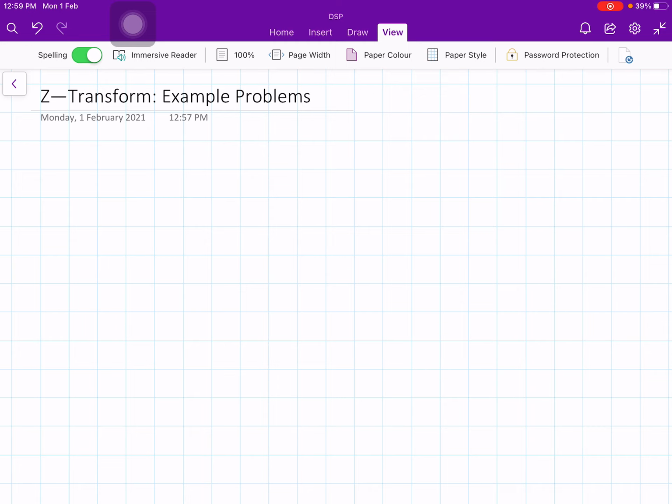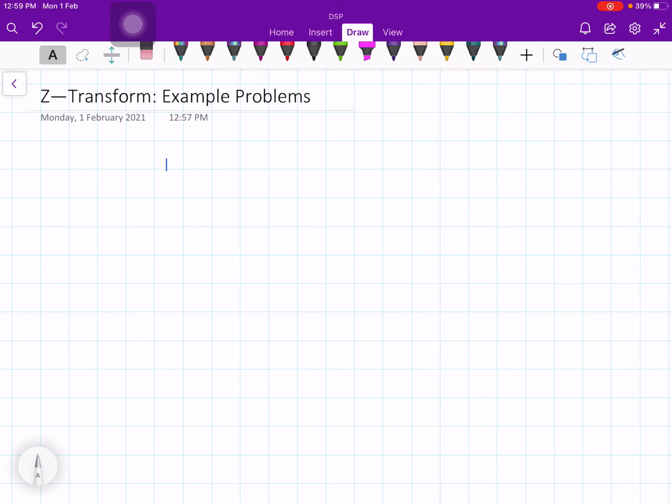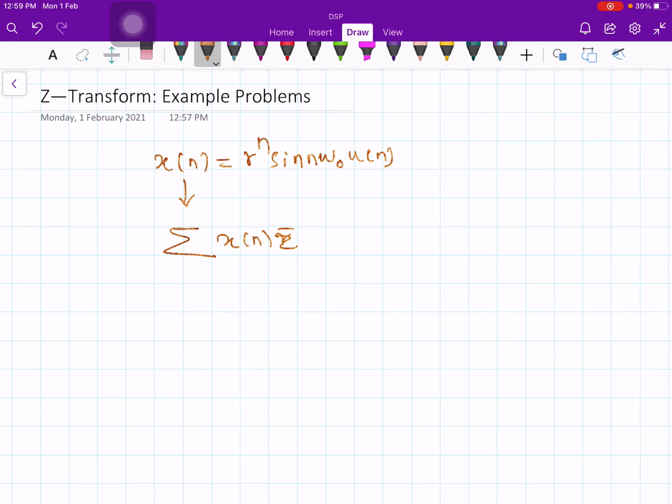Let us consider the sequence x of n equal to r to the n sin n omega naught times u of n. Now I would like to find the Z transform of this. You can do it in two ways. Straight away you can write down the formula, x of n times r z to the minus n, where n goes from minus infinity to plus infinity. You can substitute, but that is a tedious method.